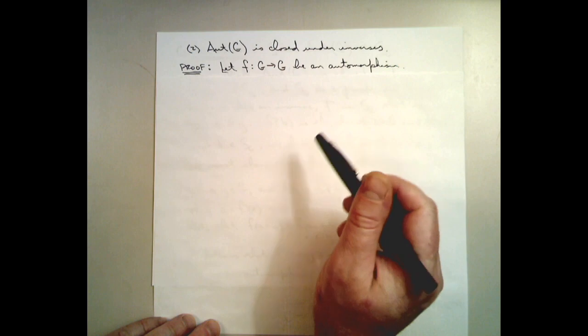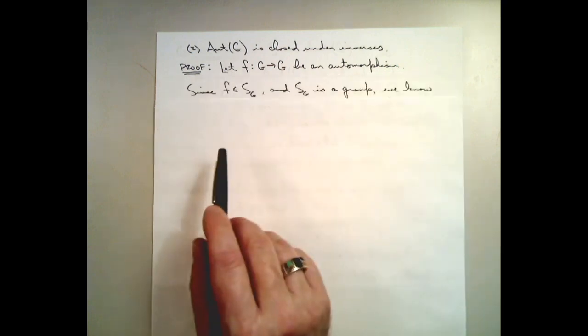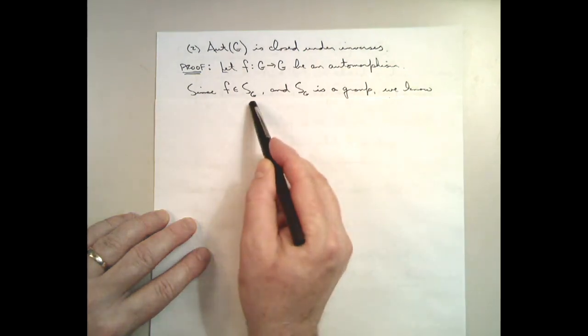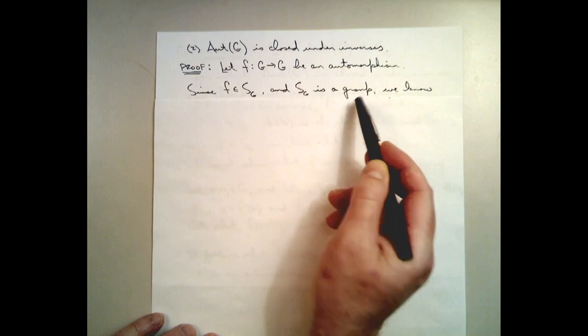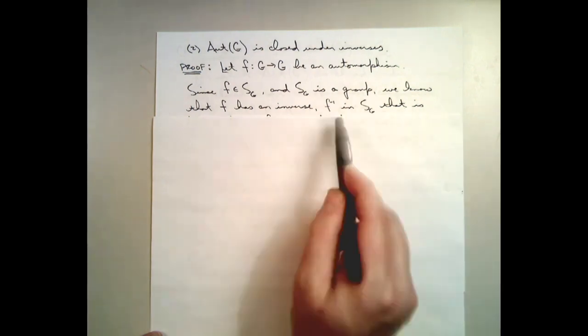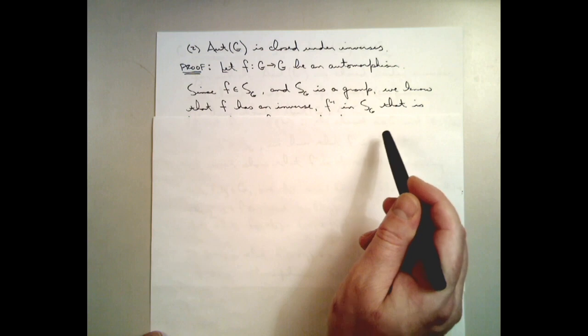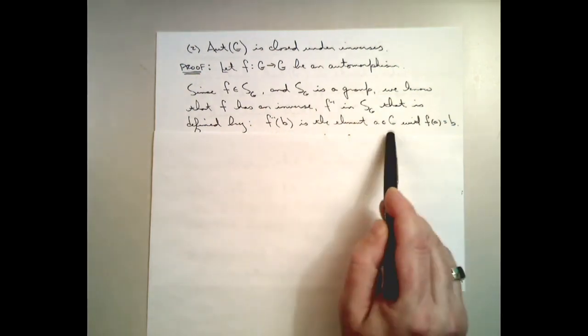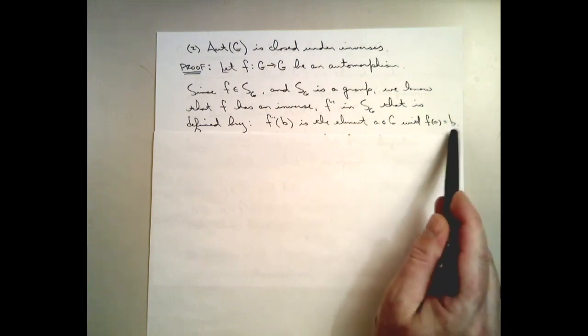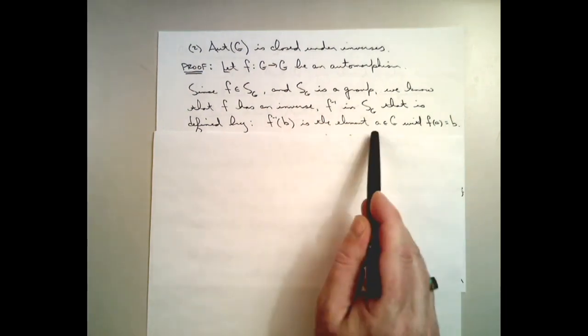So I'm going to take an automorphism out of that box, and notice first of all that since it's a permutation of G, and the permutations of G form a group, we know that F has an inverse, right? And we also know how that inverse is defined. The inverse is the function that undoes what F did. In other words, F inverse of B is the element of G that F sent to B in the first place. So if F sends A to B, F inverse sends B back to A. That's the definition of F inverse.